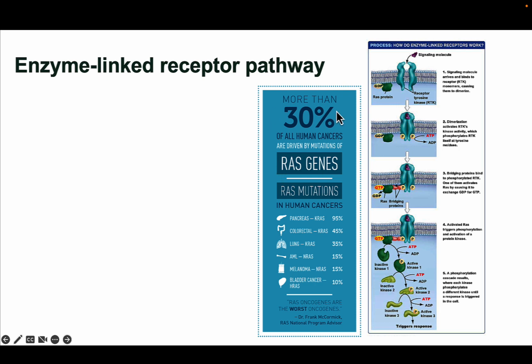But the reason I did want to talk about it is because RAS, which is that G protein in this pathway, is super important in cancer. So more than 30% of all human cancers are driven by mutations in RAS genes. It's especially prevalent in pancreatic cancer, where there's a mutation in KRAS in 95% of all of those tumors. So very important in pancreatic cancer, and designing therapies that prevent the overactivation of RAS would be really beneficial in cancer treatments.